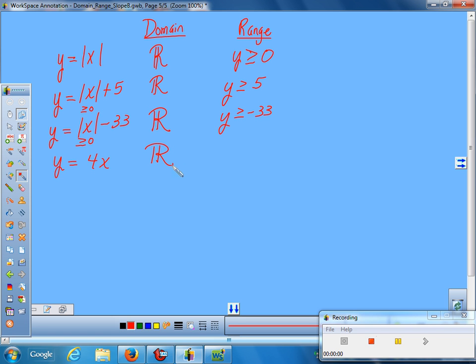All right, now range. If I put positive numbers in there, y will come out positive numbers, won't it? But if I put a negative number in there, I'll get negatives. So I'm going to get both positives and negatives, which means I'm going to get all real numbers. So if it doesn't have the absolute value on it, then it can come out any number you want.